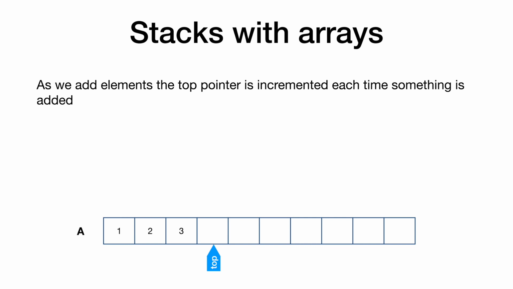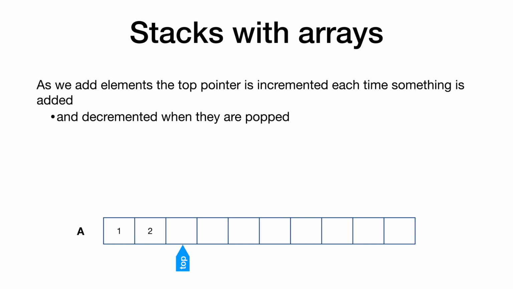right? Similarly, we're going to decrement top when we pop stuff off. So when we pop off 3, the top pointer goes down, pop off 2, and we end up here. So that helps us when we implement the other things that we might want to implement on a stack.